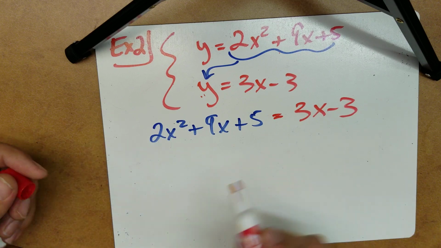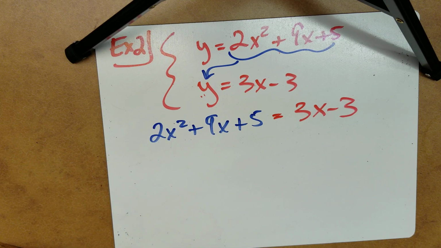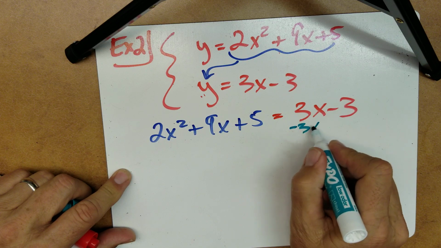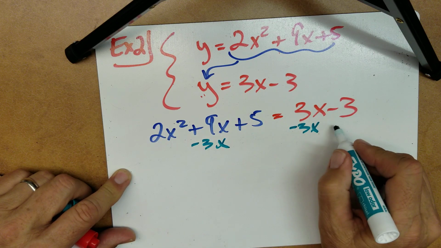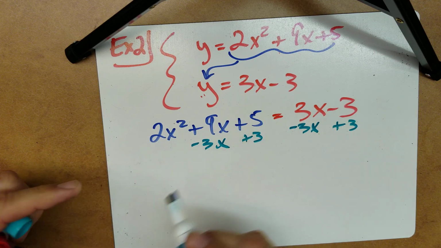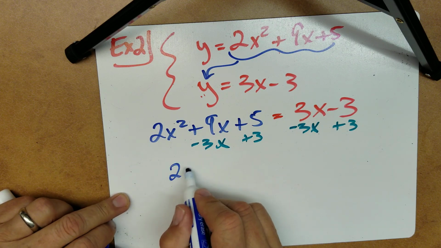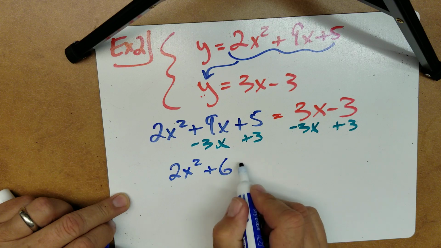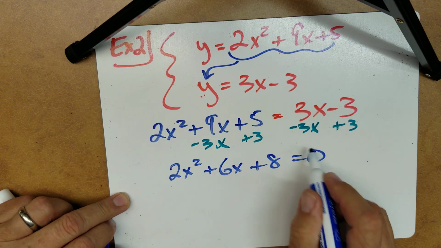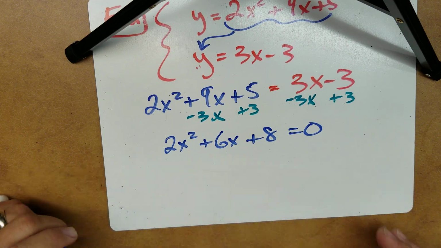Let's see how that works. Let's make this equal to 0. But to make it equal to 0, I need to subtract this from its like term. I need to add this 3 to its like term, like so. And what does that leave me? That leaves me with this 2x squared plus 6x plus 8 equals 0. And now I'm back to that. How do I solve this?